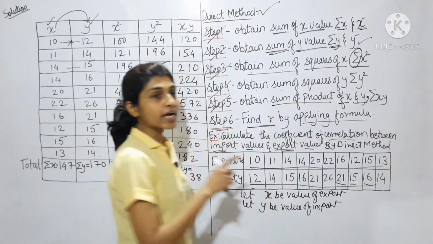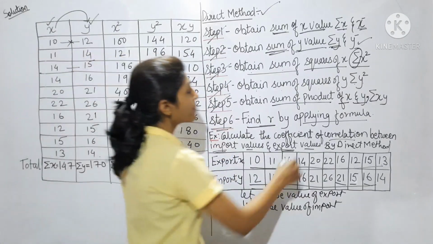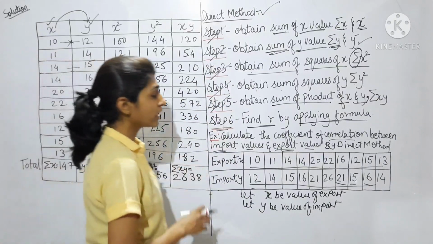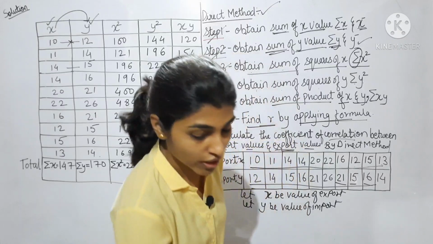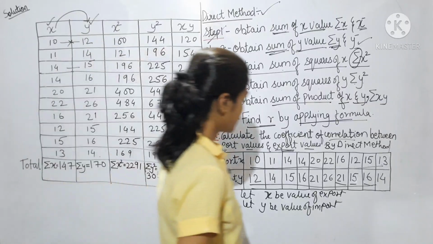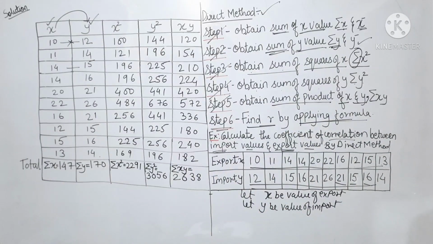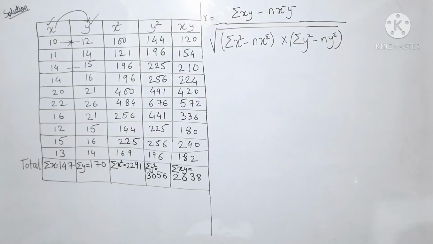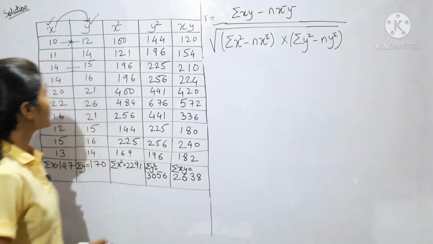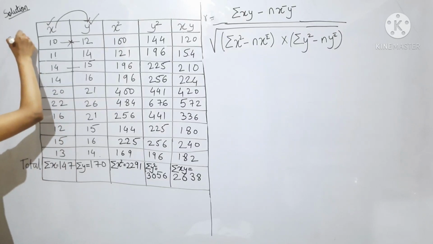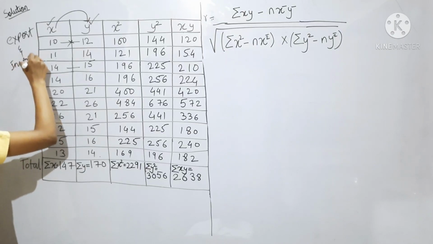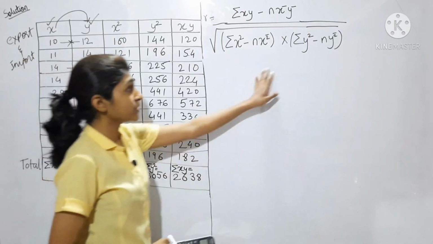Find r, that is, find the Karl Pearson coefficient of correlation by applying the formula. We are going to use the formula to find the correlation between export and import. Now we have got all the values as per the formula.